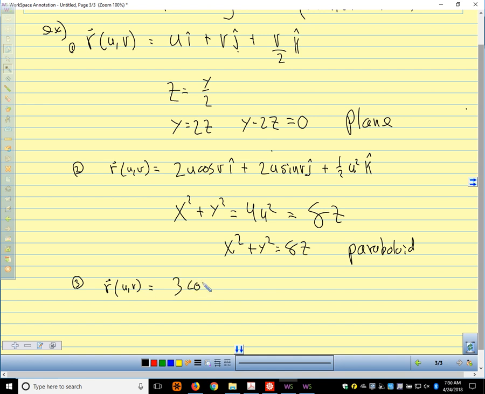Number 3: 3 cosine v cosine u i hat plus 3 cosine v sine u j hat plus 5 sine v k hat.